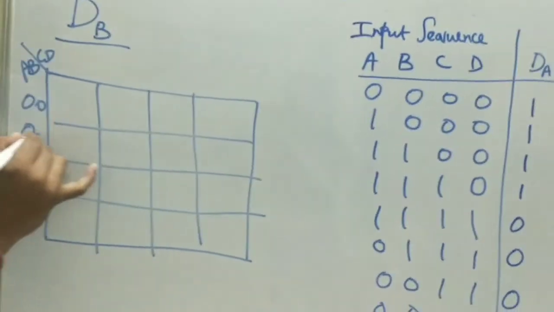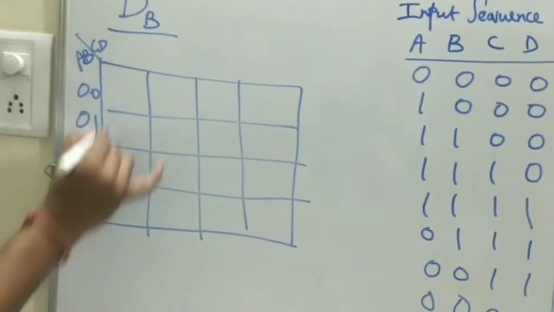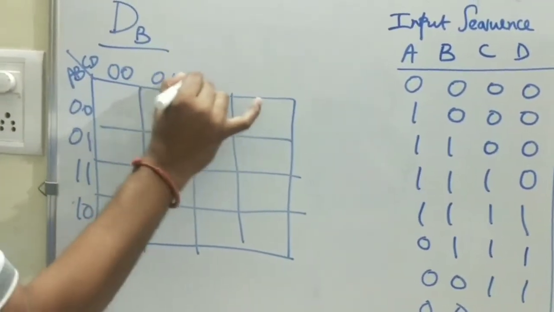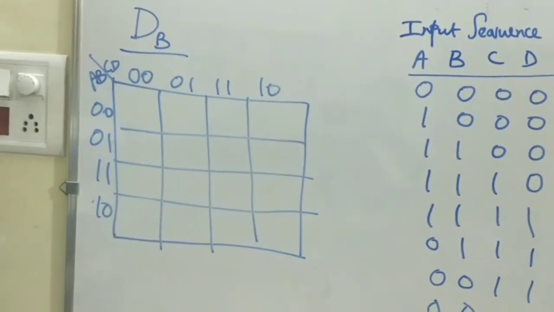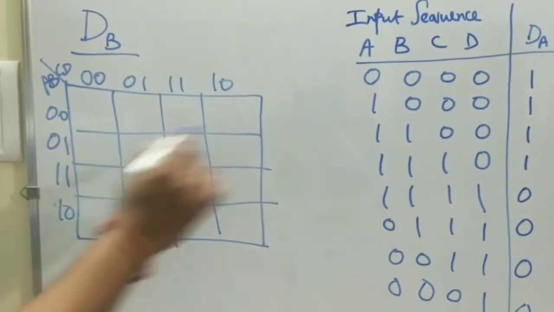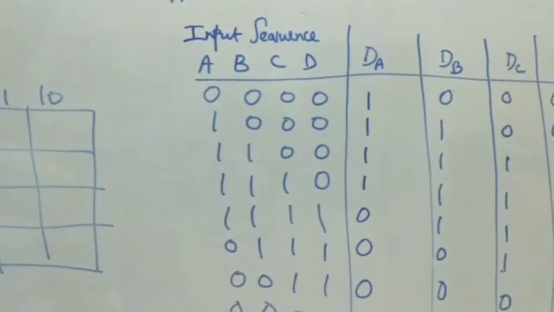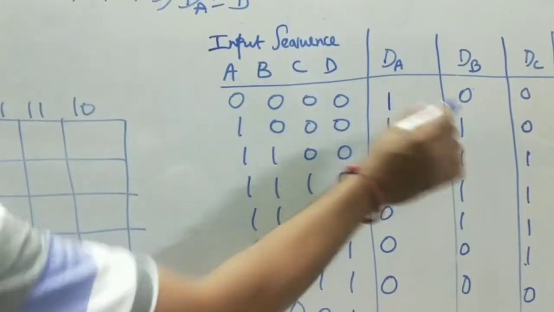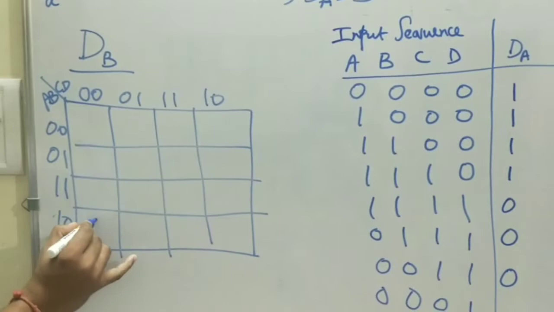0 0 0 1 1 1 1 0 0 0 0 1 1 1 1 0. What is that? 0 0 0 is 0, so we won't plot it. 1 triple 0 is 1.